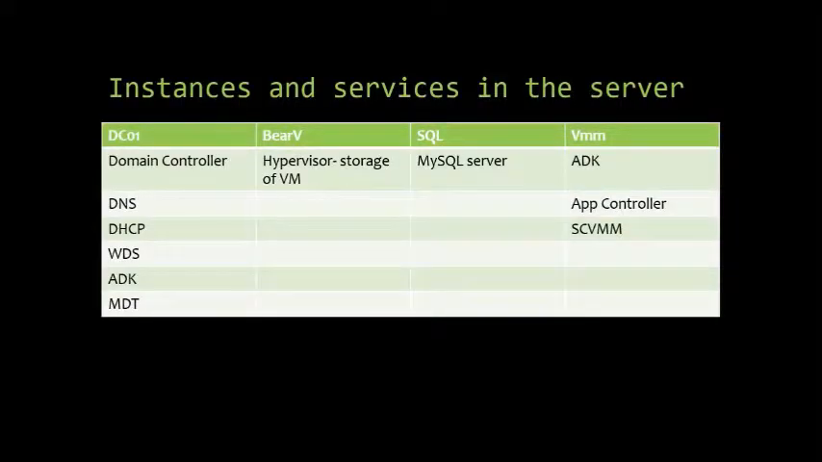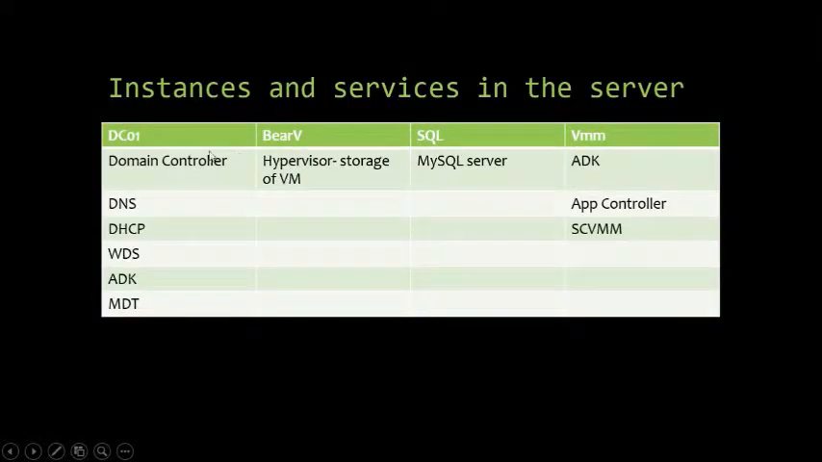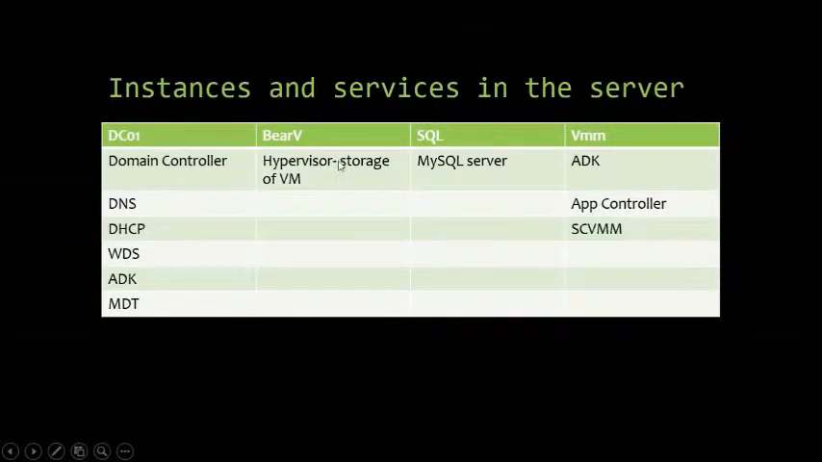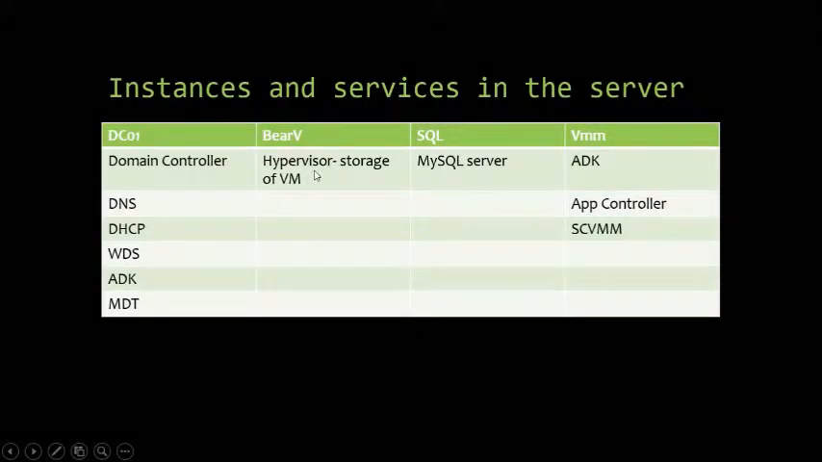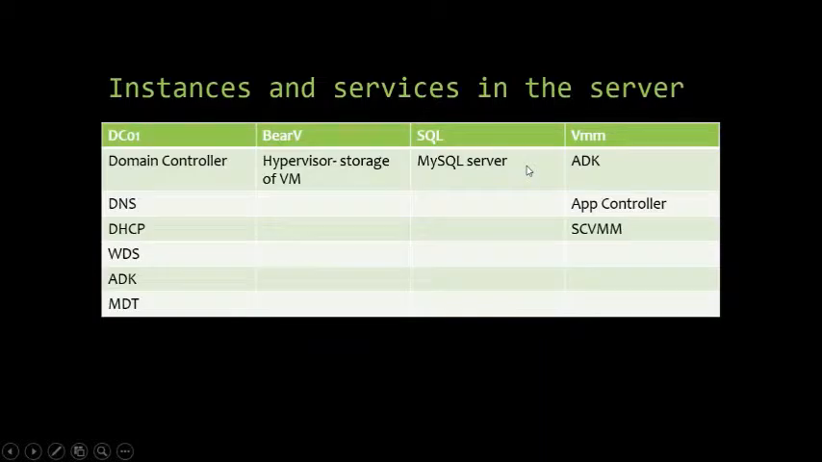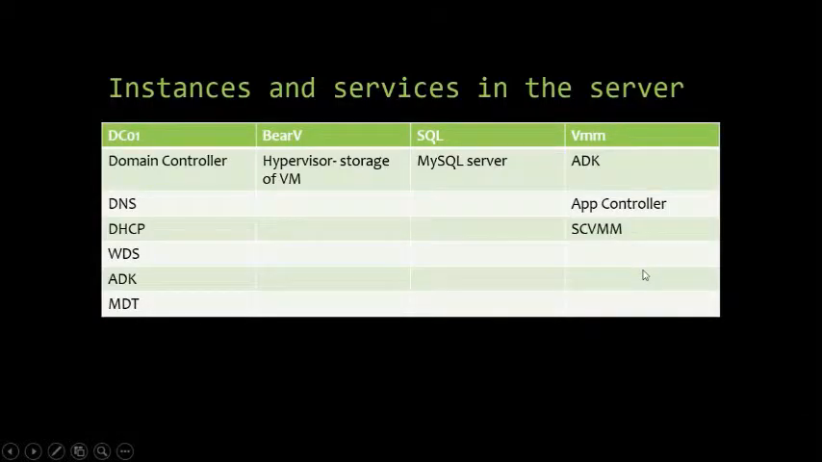These are the instances and servers we installed in each server. The servers here are DC01, Hyper-V, SQL, and VMM. In DC01, we use it as a domain controller, and install DNS, DHCP, WDS, ADK, MDT. In the Hyper-V server, we install the hypervisor, which is Microsoft Hyper-V. It's used for storage of VMs. MSQL server is for the database server, and VMM is for ADK, App Controller, and SCVMM.